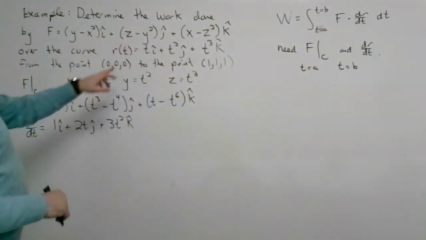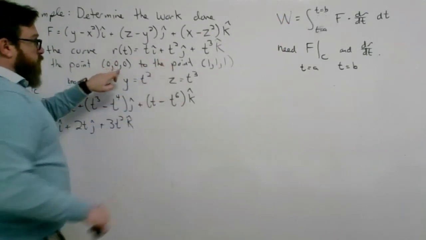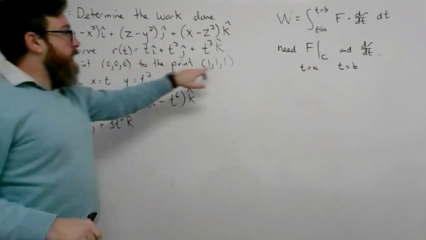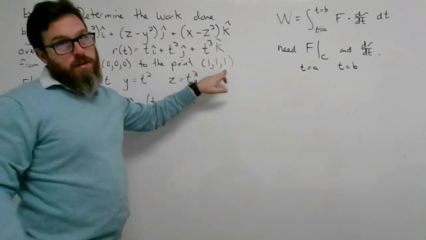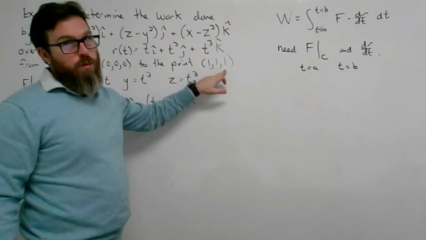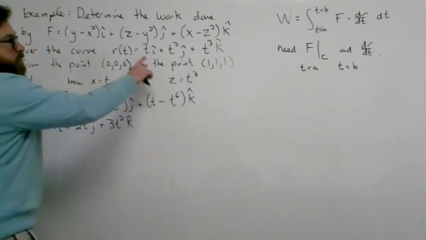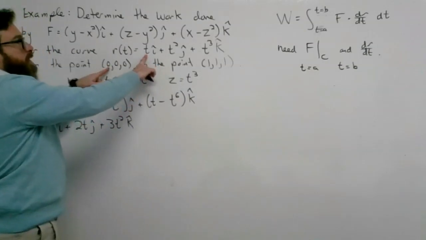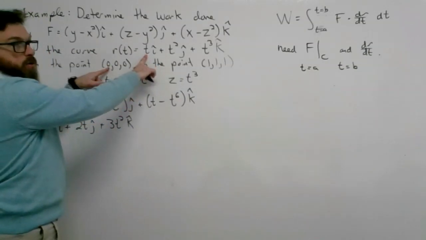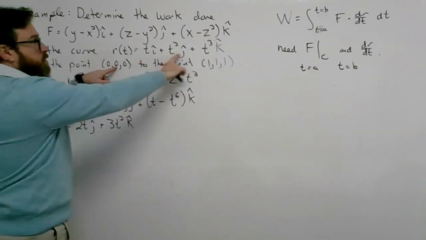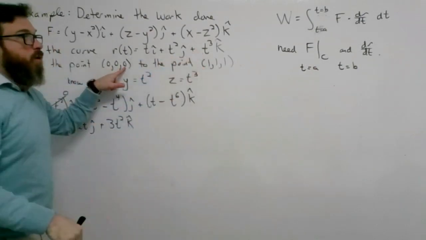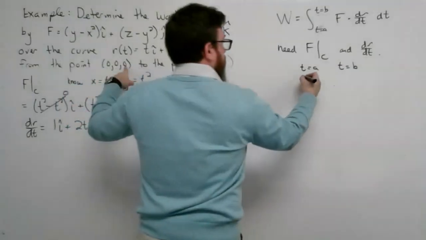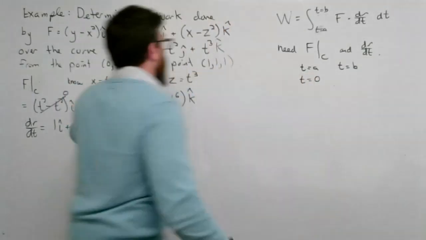So remember that this curve is going to go through the point 0, 0, 0 and end at the point 1, 1, 1. So I just have to figure out the t values that make that true. It's almost as easy as just figuring out your first coordinate. What t value would make this 0? If I plug in t equals 0, well, this would be 0. 0 squared is also 0. 0 cubed is also 0. So I can see that the very first one, t is going to be equal to 0.